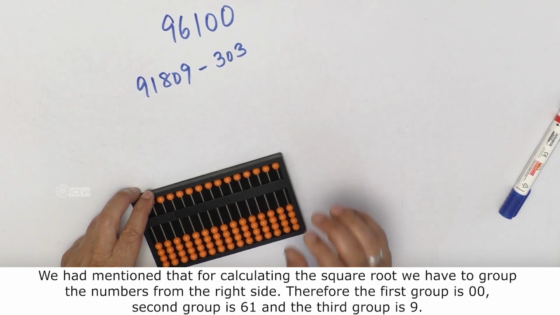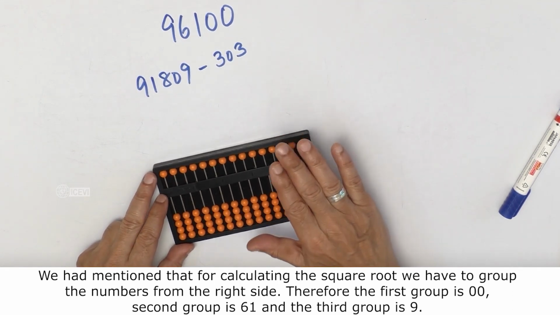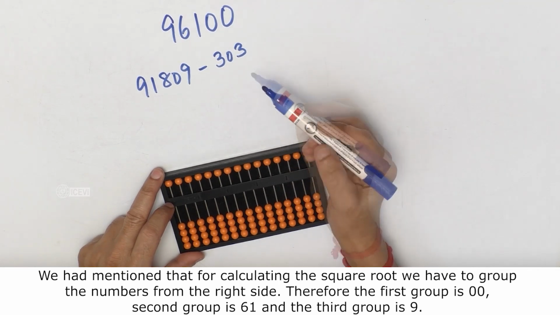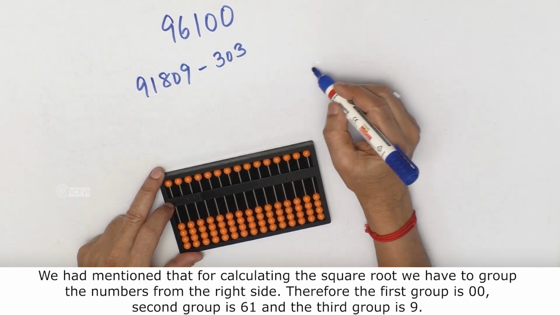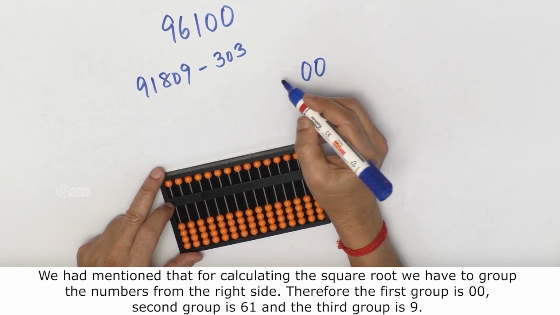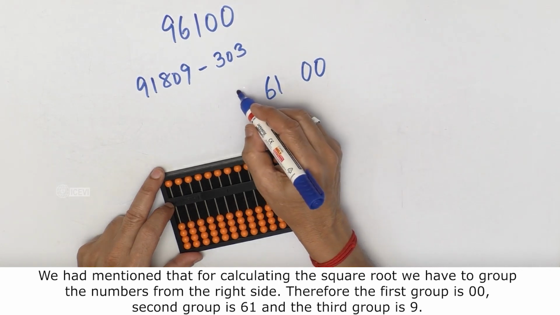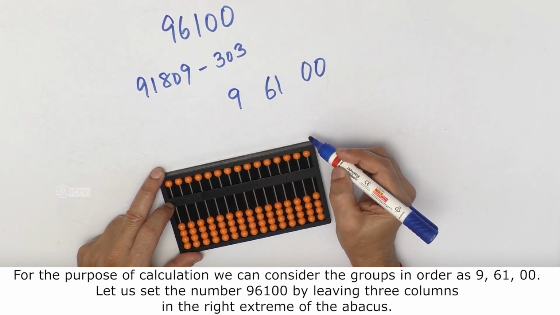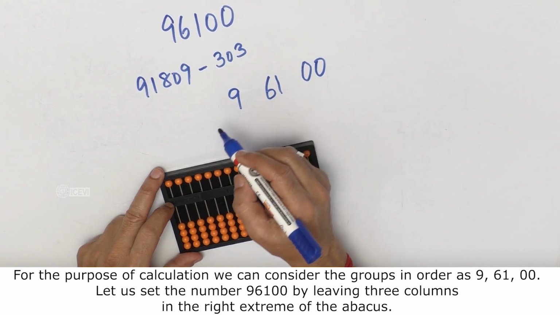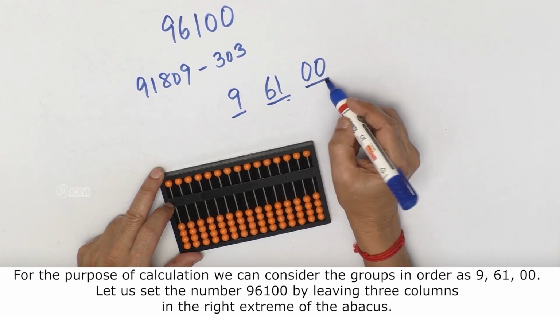96,100. We had mentioned that for calculating the square root, we have to group the numbers from the right side. Therefore, the first group becomes 0, 0. Second group becomes 61 and the third group becomes 9. For the purpose of calculation, we can consider the groups in order as 9, 61 and 0, 0.